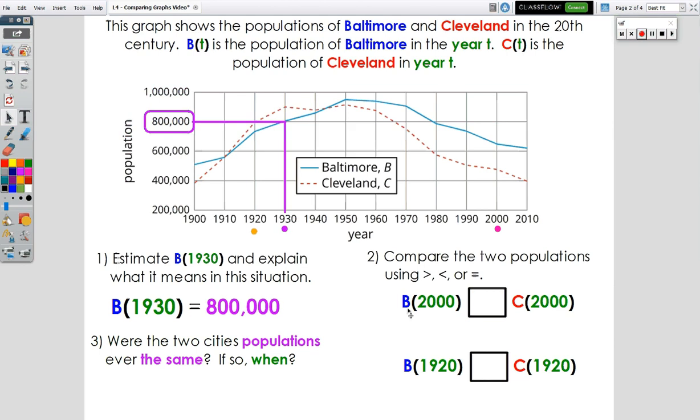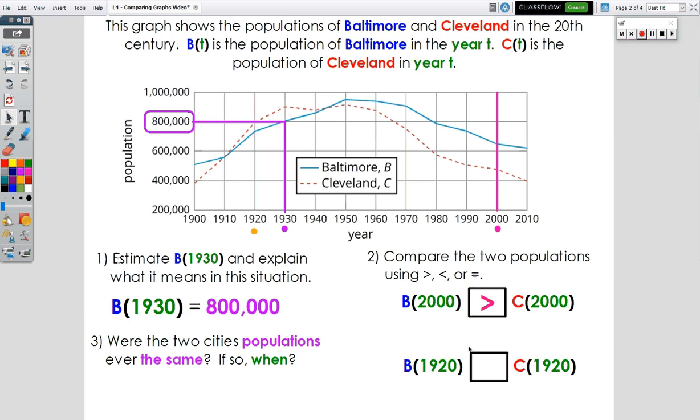So the first thing we want to compare is the Baltimore population in the year 2000 compared to the Cleveland population in the year 2000. So let's look at the year 2000 right here. And you might notice right here, my Baltimore line is above my Cleveland line. The blue line is higher than my Cleveland line, my red line. If our line is higher on the graph, that means it's got a higher population. We can just look at our y-axis to tell us that. So looking at this line, I can see that the population in Baltimore is greater than the population in Cleveland.